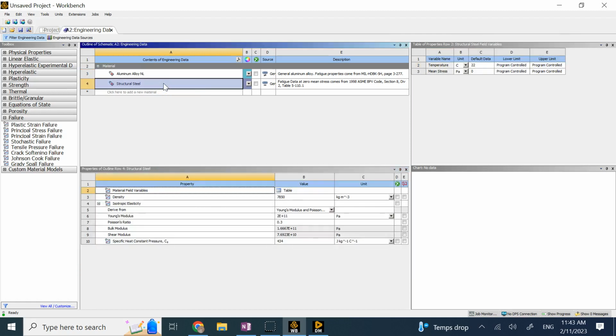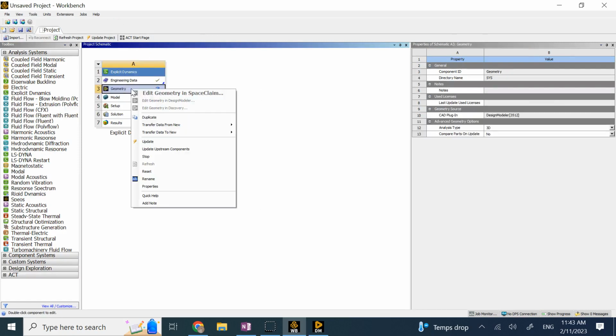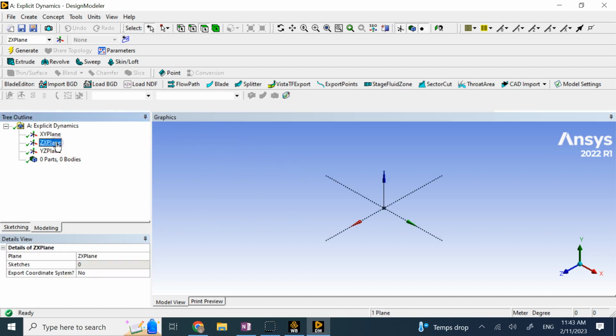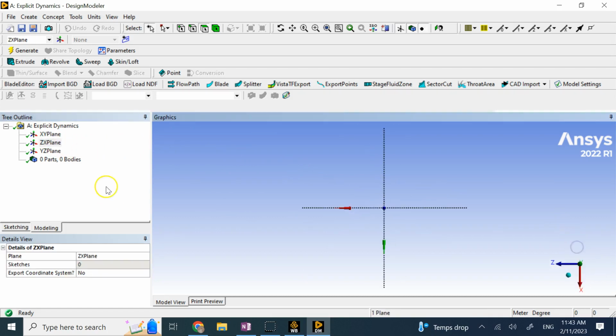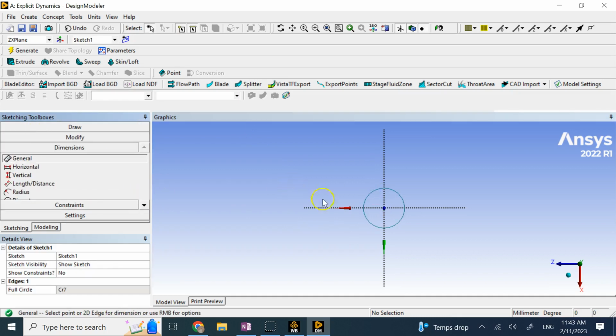The structural steel for solid cylinder is going to be the same. So now I right click on the geometry, go to the design modeler, and I create the two cylinders that I have. Okay, so the first thing is I go to the XZ plane, to the horizontal plane. I look perpendicular to it. I go to the sketch. I make sure my units are in mils. And I would draw some circle here at origin. I give it dimensions, 50 mils for diameter.